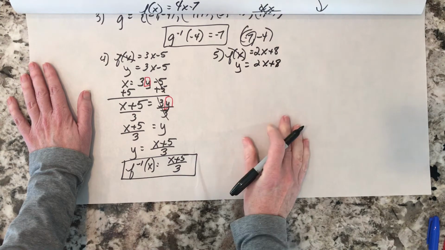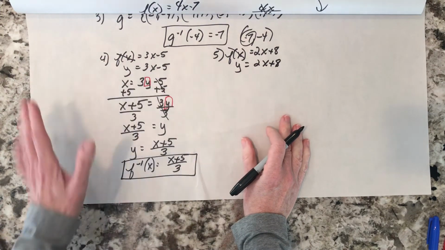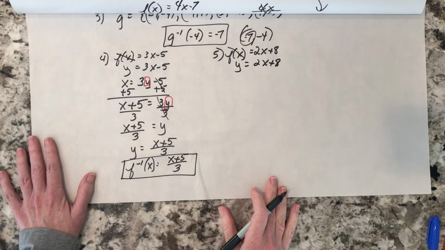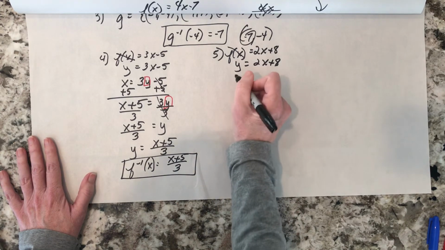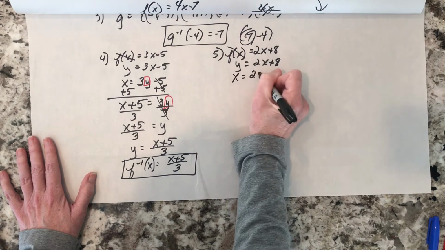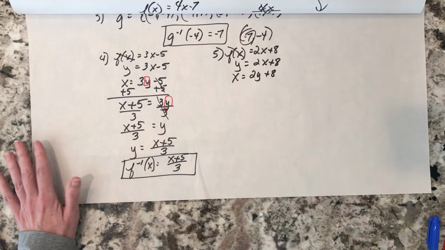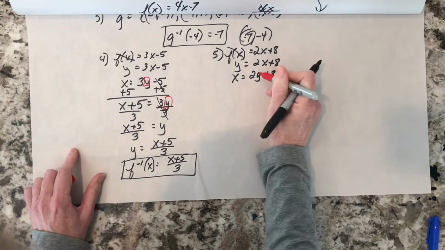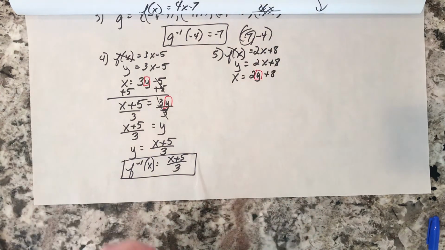Second thing we want to do is just swap out the y and the x. That's exactly what's happening with inverse functions. The x gets up and moves over to the y, and the y gets up and moves over in place of the x. So we get x equals 2y plus 8.